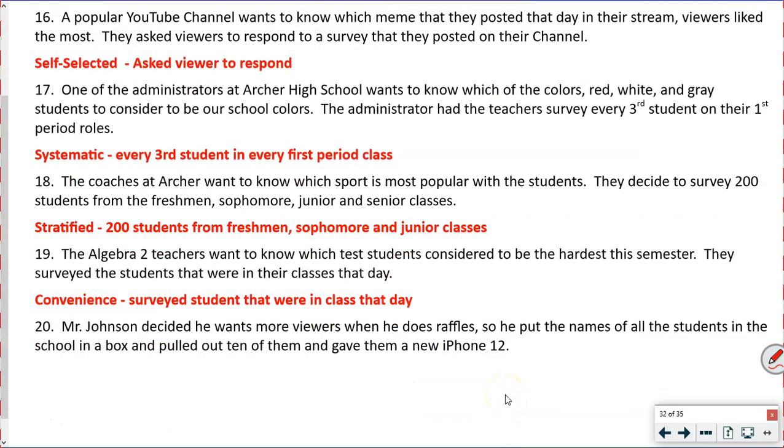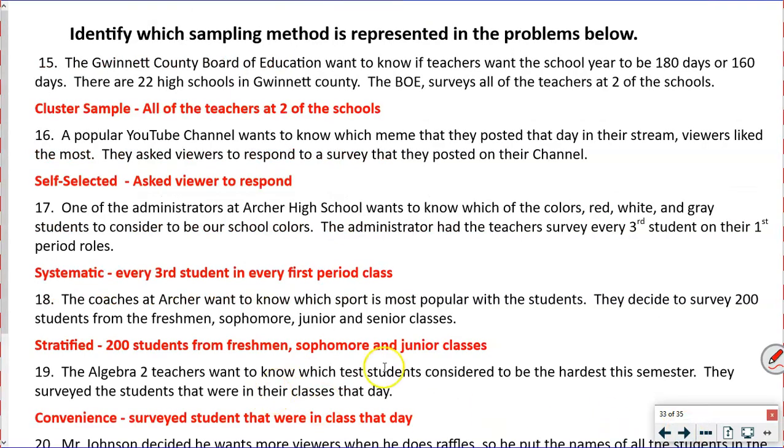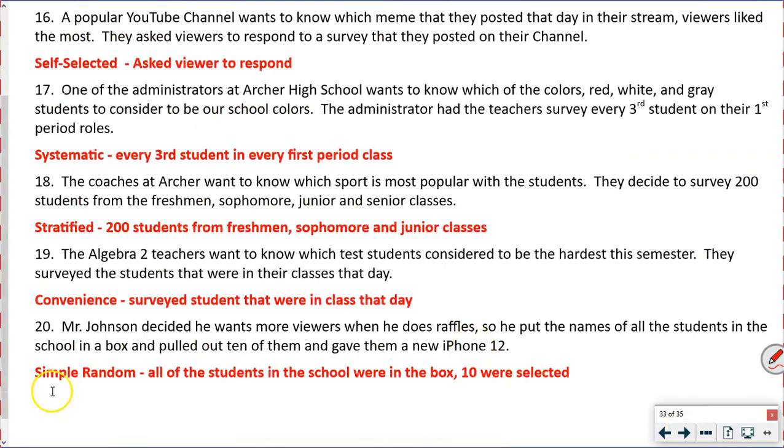So number 20, Mr. Johnson decides he wants more viewers when he does raffles. So he puts the names of all the students in the school in a box and pulled out 10 of them and gave them a new iPhone 12. Yes, this is going to be simple random because all of the students in the school were in the box and 10 were selected.